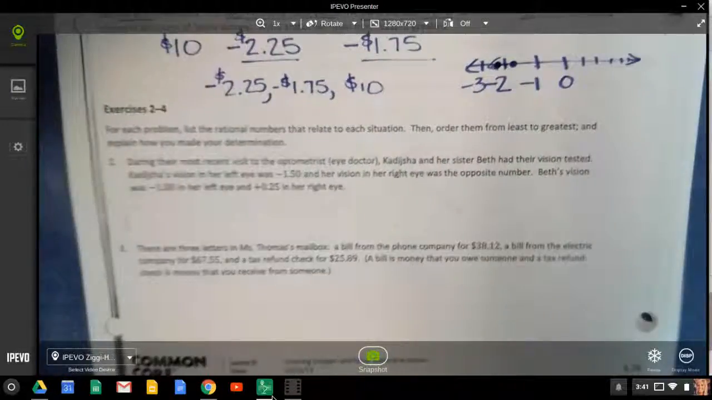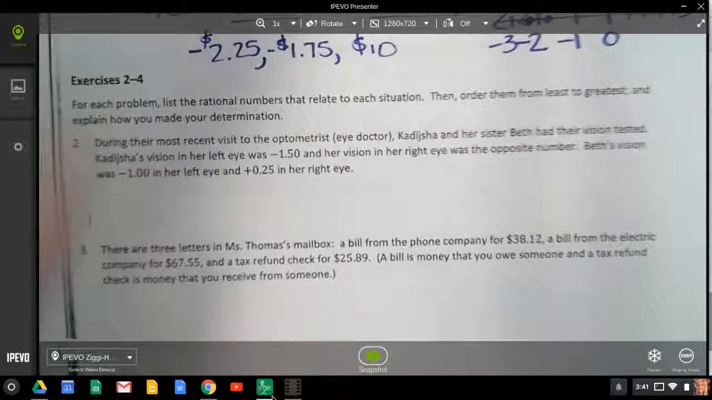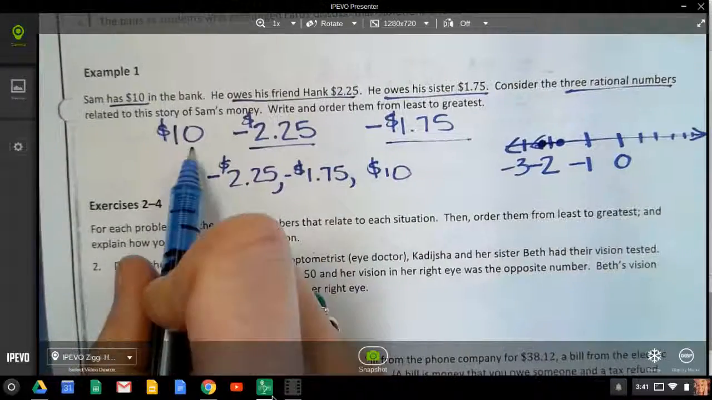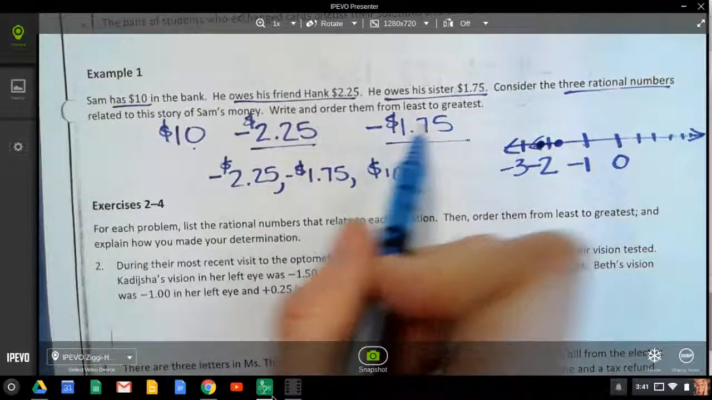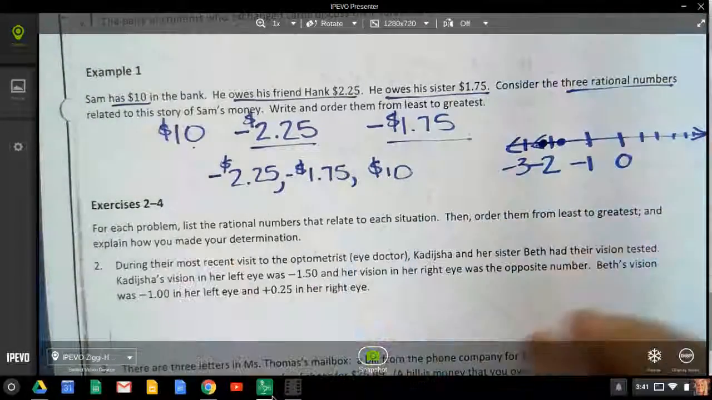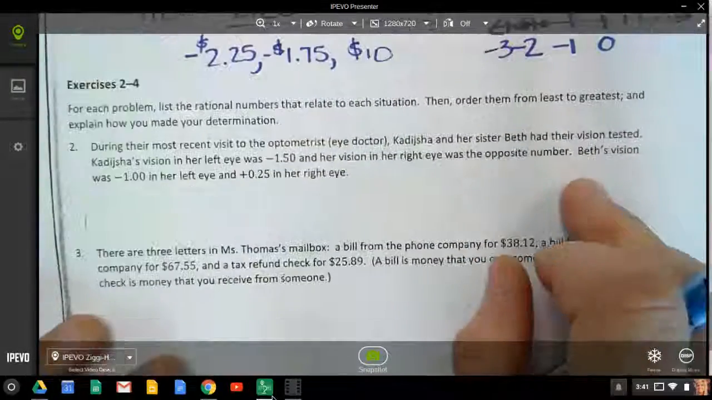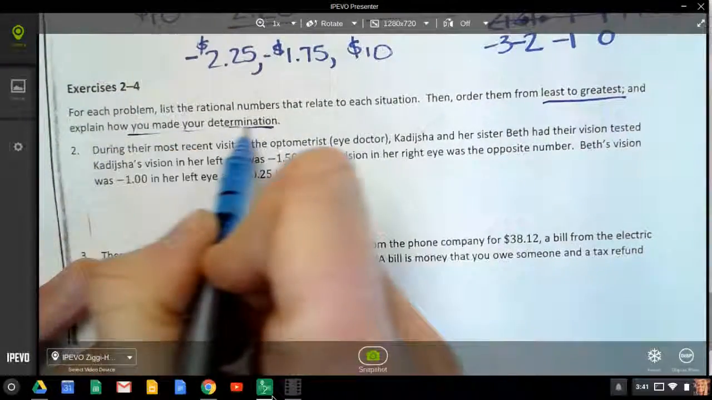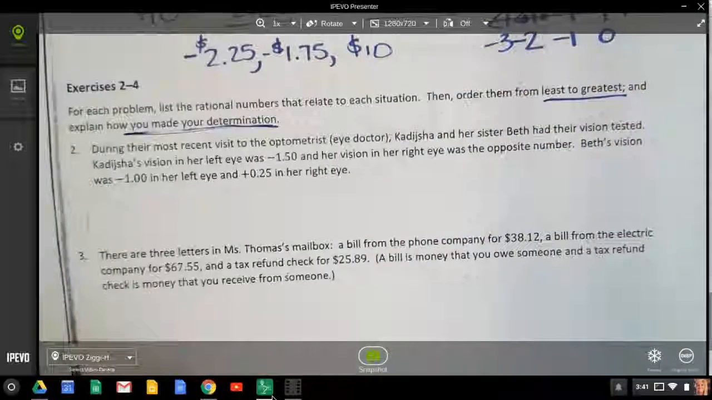All right, for each of these problems in exercise 2 through 4, you are going to list the rational numbers that relate to each situation. So just like what we did here. After you read the problem, you're going to write down the rational number that represents the situation. And then you're going to order them from least to greatest. And we're going to talk about how you made your determination. You don't really need to write in words, but we're going to talk about it.